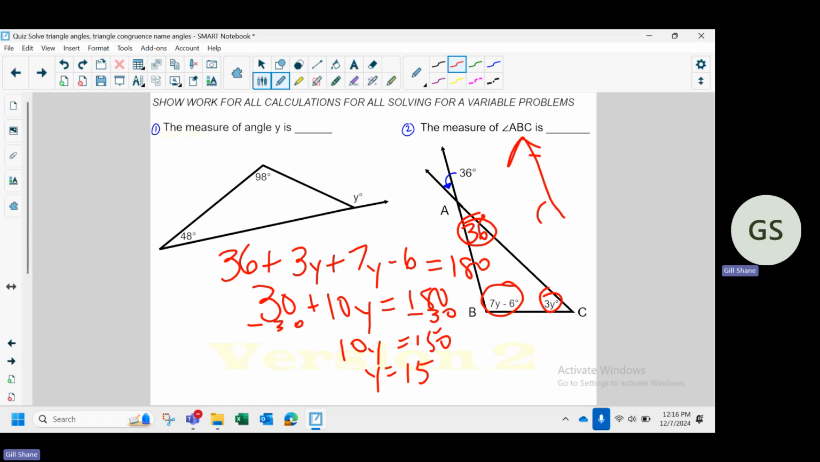So the question is asking, what is the measure of angle ABC? It does not say solve for Y. What is the measure of ABC? A lot of people didn't even understand what that was asking, which was kind of concerning because that's just knowing what an angle is. And that was one of the very first things we did.